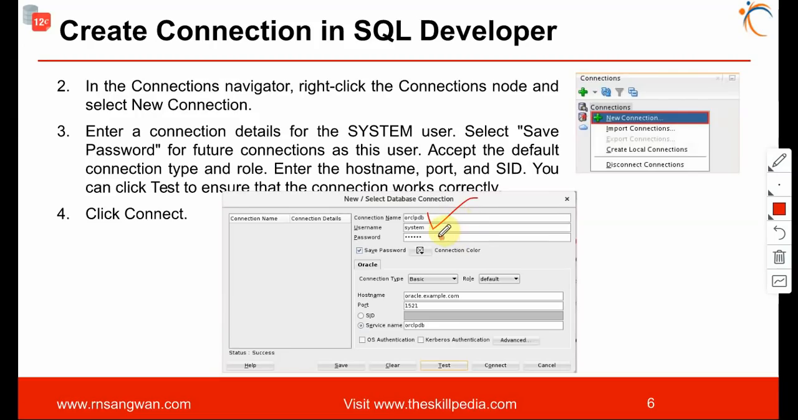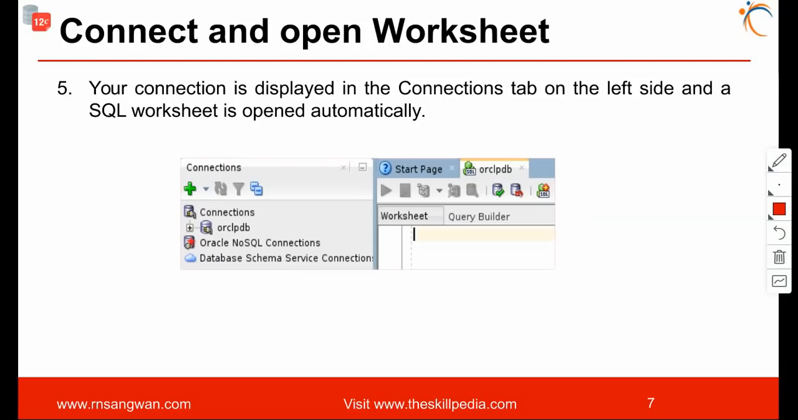Remember, connection name, username, password, save password, host name, port, server name, service name, and then test. Here we can test and save it, and save password to save the password, right? This is a plus sign for creating a new connection. You can add as many connections as you want. In the connections navigator, right click on the connection node and enter new connections, and then you enter the details. And this is what I just showed you, right?